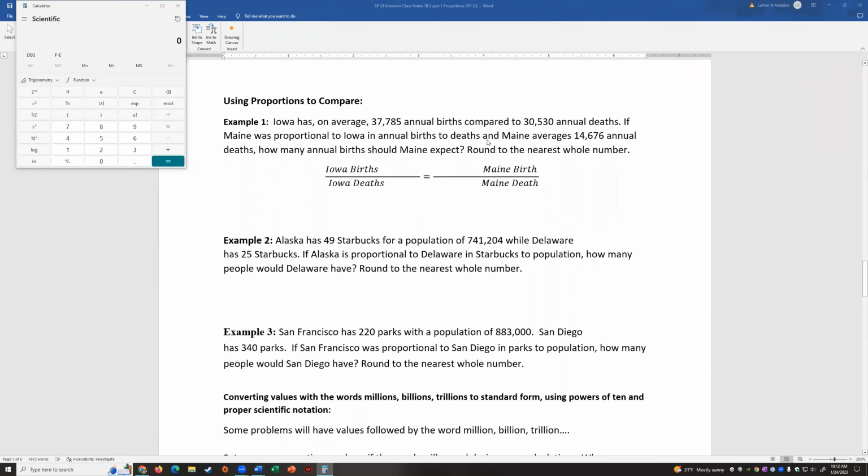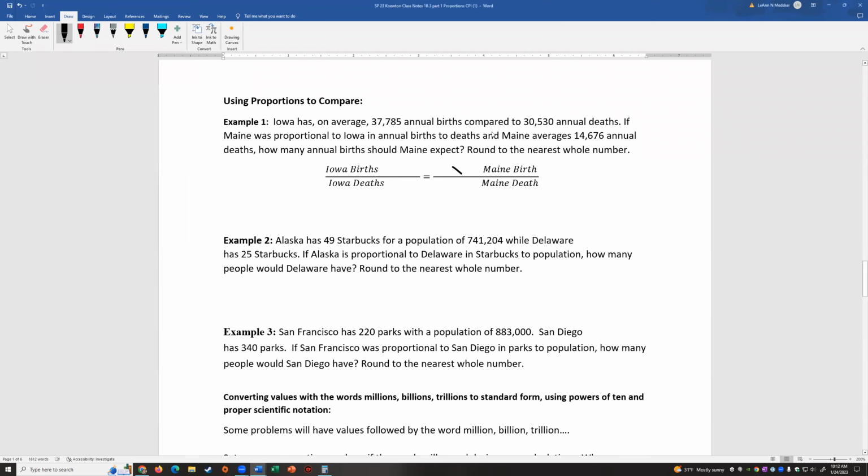Okay, so we're going to be using proportions to do some comparisons. So for this problem, it says Iowa has on average 37,785 annual births compared to 30,530 annual deaths. If Maine was proportional to Iowa in annual births to deaths, and Maine averages 14,676 annual deaths, how many annual births should Maine expect? So we're missing this part for the question.